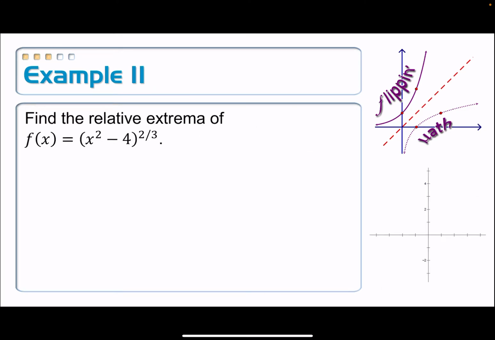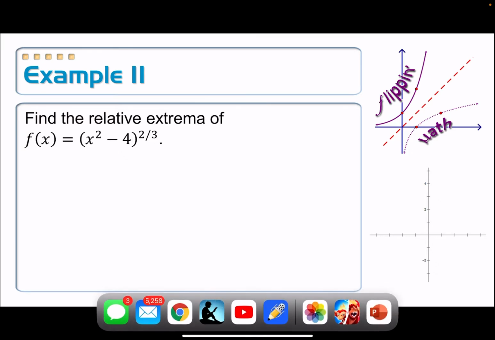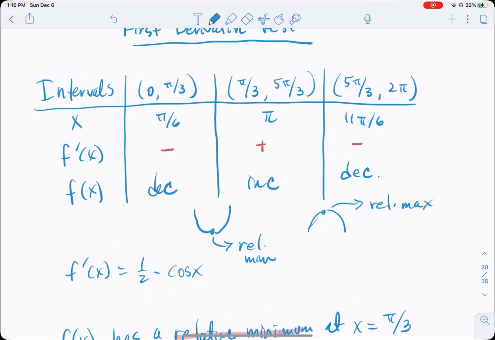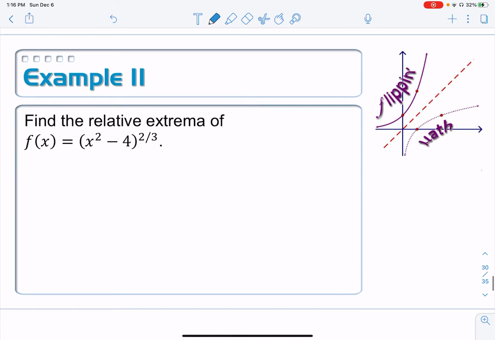Find the relative extrema of f of x is equal to the quantity x squared minus 4 to the 2/3 power. So when it says relative extrema, I know that I'm going to use the first derivative test to find relative mins and maxes. And that whole entire process begins with the first derivative.